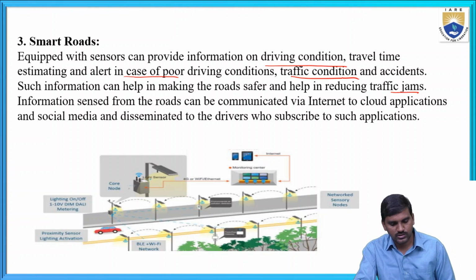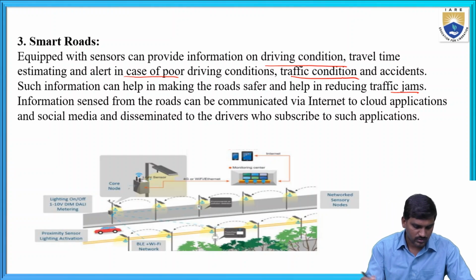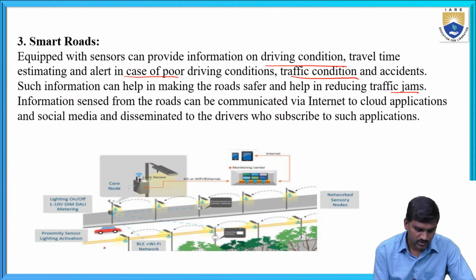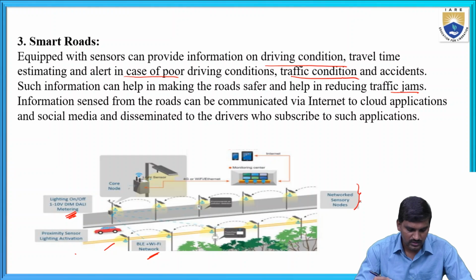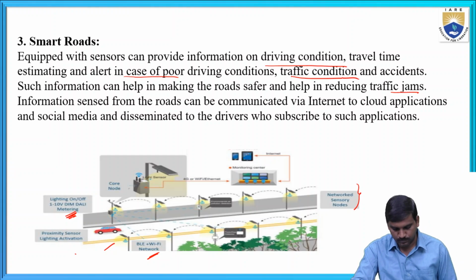So this is the smart parking. You can observe the image: lighting on and off at 1 to 10 volts, proximity sensor lighting activation by using a communication protocol, that is Wi-Fi, and network sensory nodes. These are the different applications of smart roads.